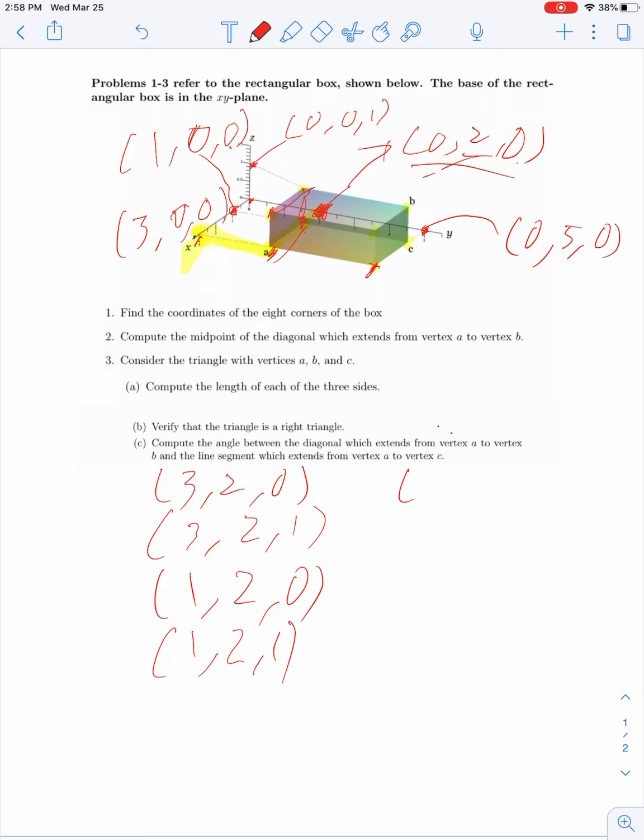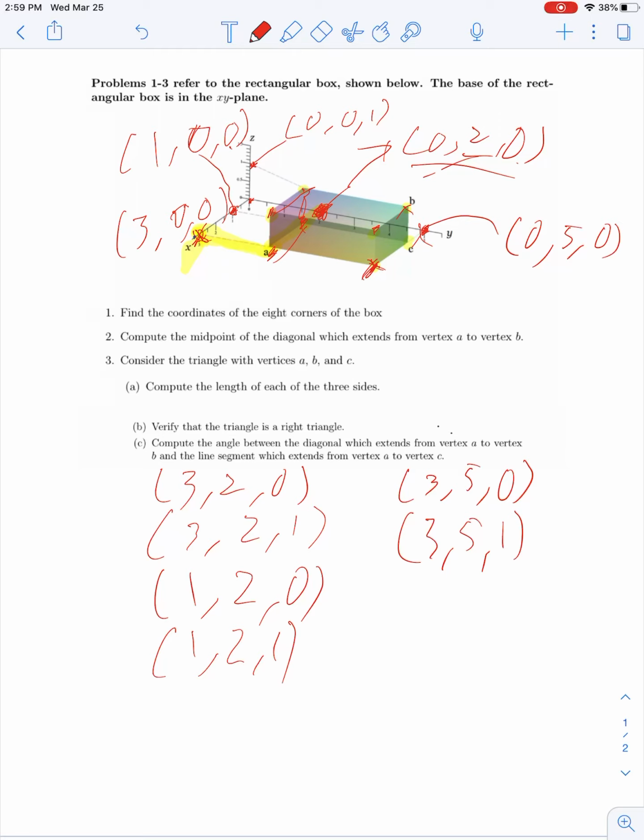That has, again, the same x and z coordinates as this point right here. It has the same y and z coordinates as this guy. So that's 3, 5, 0. Then this guy right here is going to be the same deal. It has a z value of 1, but then it's also still going to have the same x and y values as this point right here. So it's 3, 5, 1.